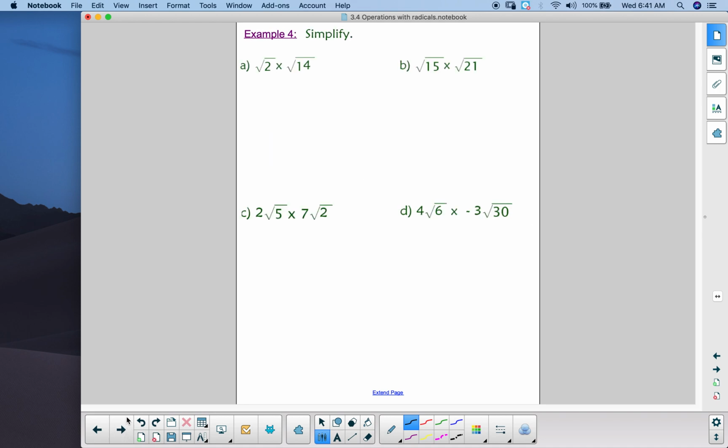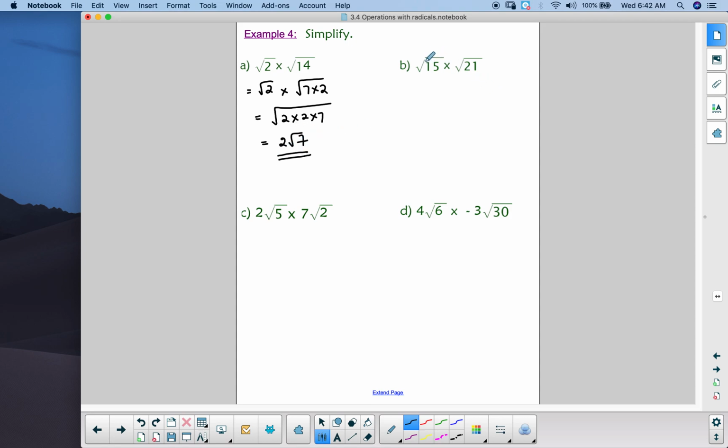Next, we're going to try some simplifications. Let's try to simplify these into their mixed radicals. So we're going to leave that as root 2 and rewrite 14 as root 7 times 2. And then bring them all under one radical, 2 times 7. So it's the same as 2 root 7.